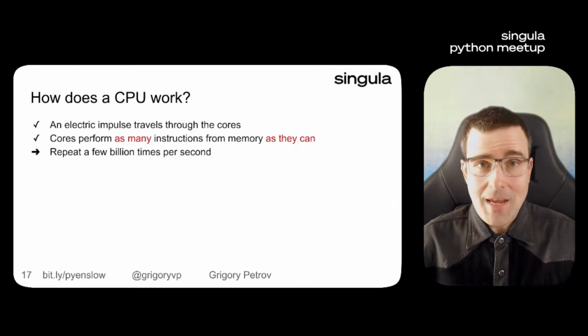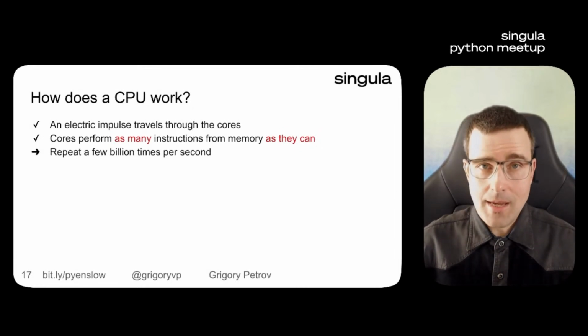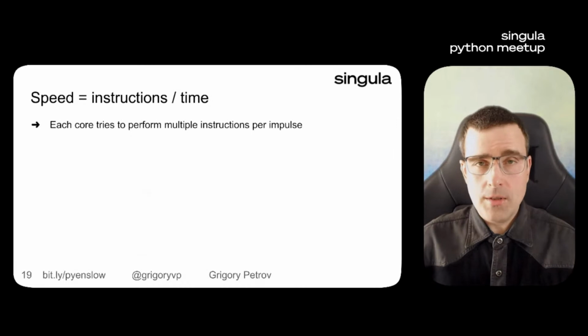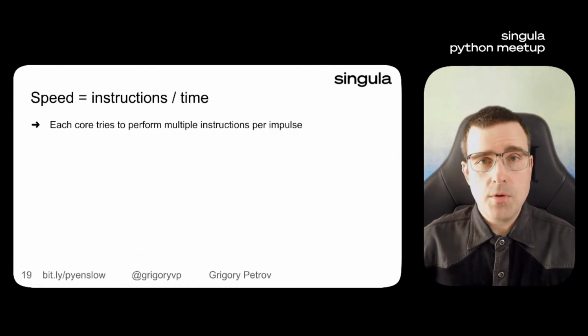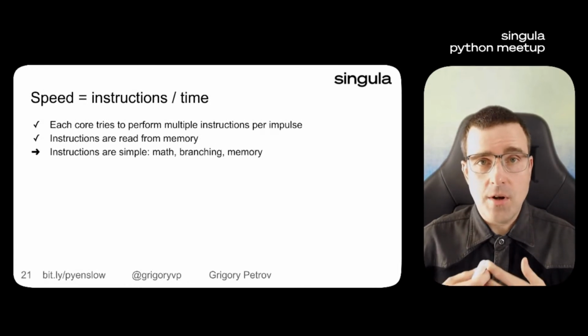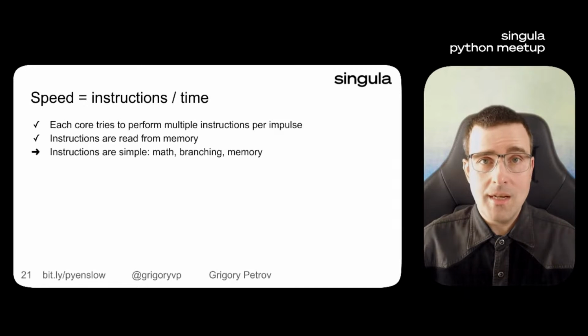And "as many as possible" is a key term, which means CPU speed is how many instructions it can perform per some interval of time. And each core tries to perform as many instructions as possible. It reads instructions from memory, and instructions are mostly simple.